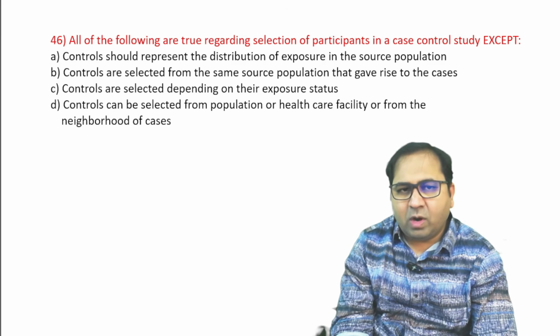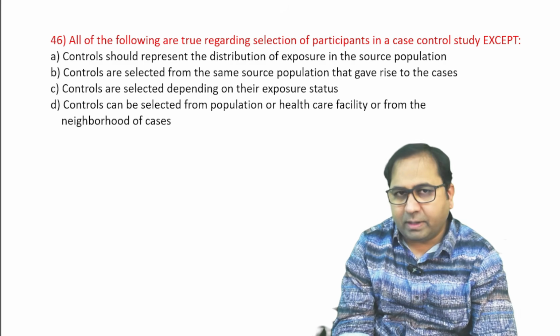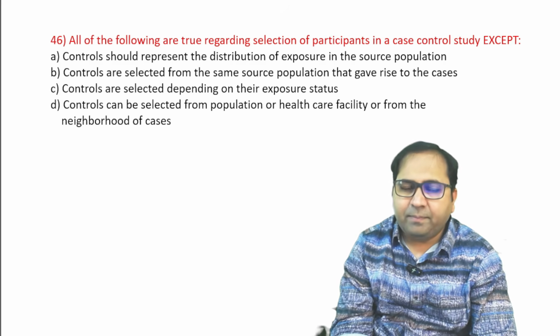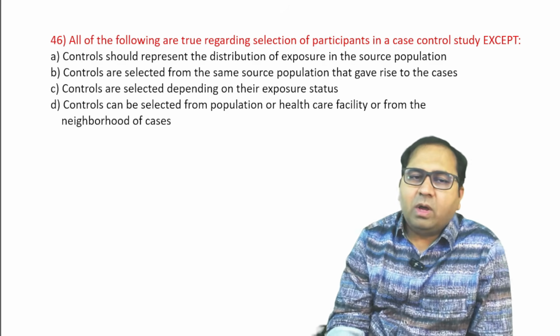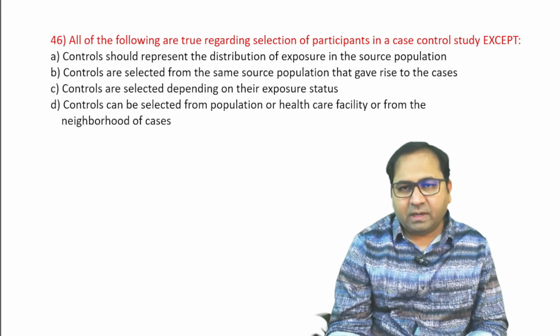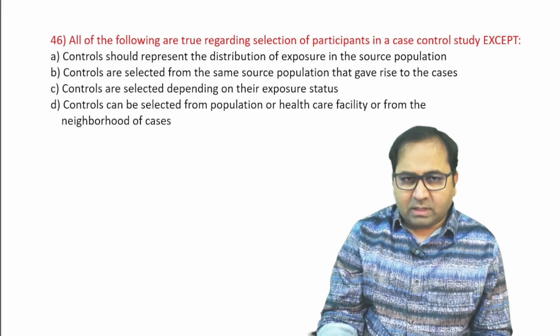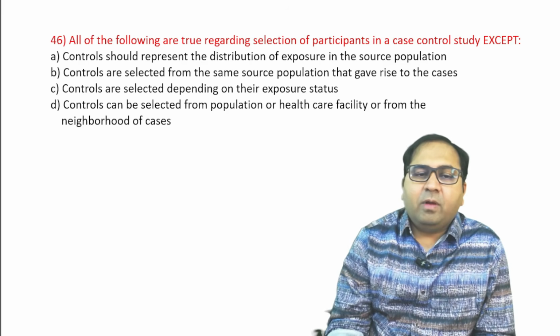Next question. All of the following are true regarding selection of participants in a case control study except what? Options are A. Control should represent the distribution of exposure in the source population, or B. Controls are selected from the same source population that gives rise to the cases, or C. Controls are selected depending on their exposure status, and D.